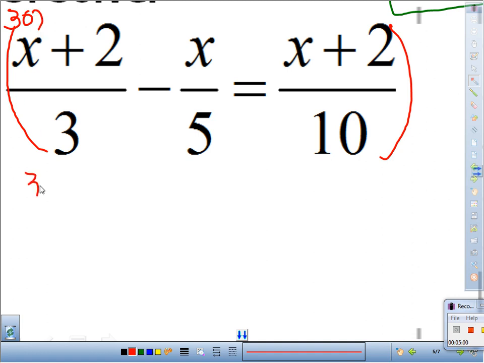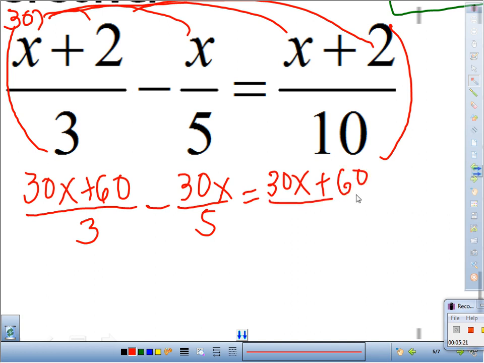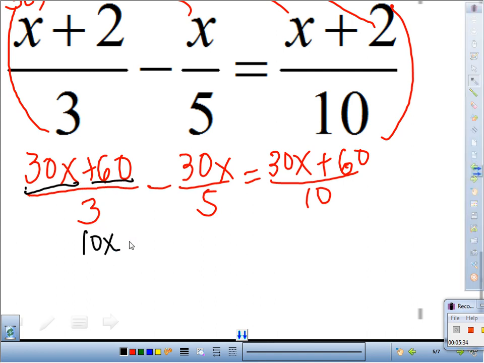30 times x, that's 30x, plus 30 times 2, that's 60, and all that over 3. Minus 30 times x, that's 30x over 5. 30 times x, that's 30x, plus 30 times 2, that's 60, and all that over 10. Can we simplify that? Yes. So let's see. 30x divided by 3, that's 10x, and 60 divided by 3, that's 20. Minus 30x divided by 5, that's 6x, equals 30 divided by 10, that's 3x, and 60 divided by 10, that's 6.